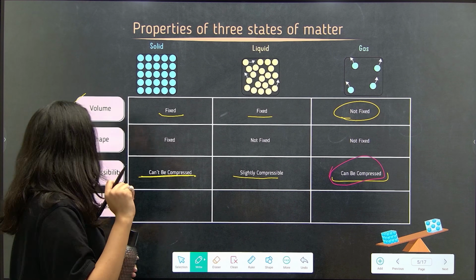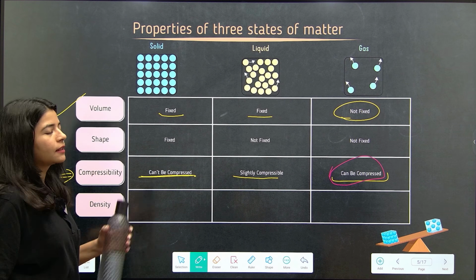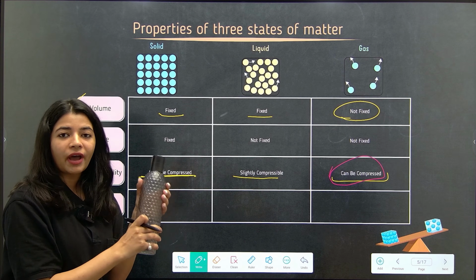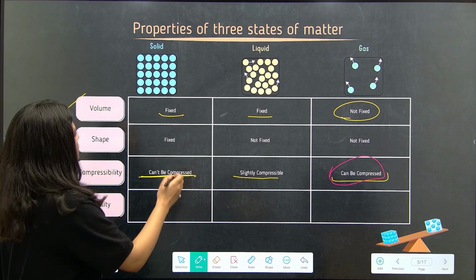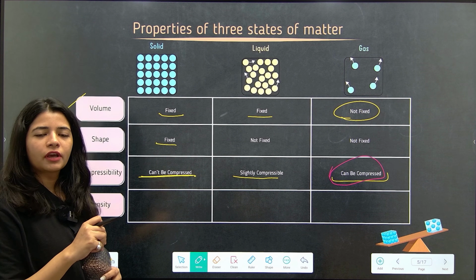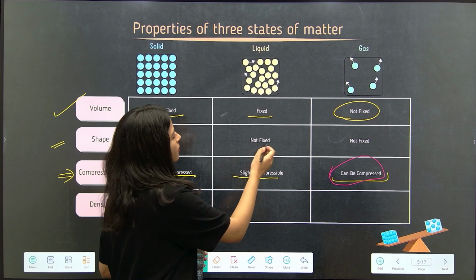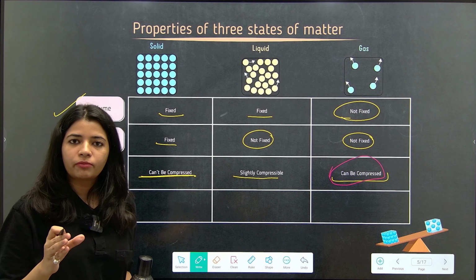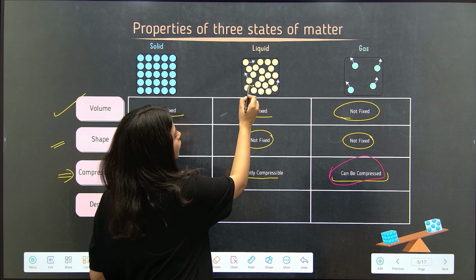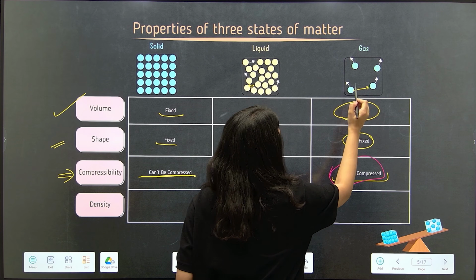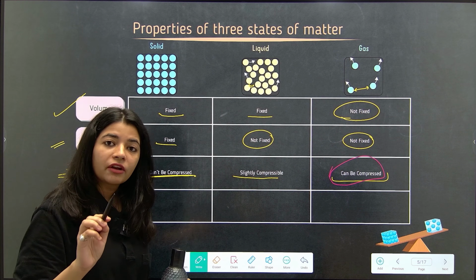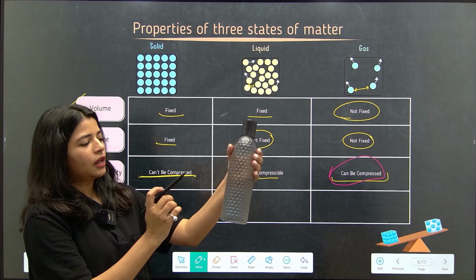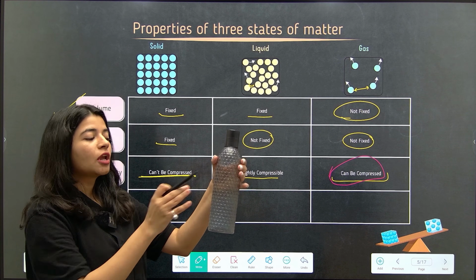So next is shape. The solid, which is this bottle, retains its shape. I cannot change the shape. Why? Because it is not compressible, so it is fixed. In the case of liquids and gases, because they have an irregular arrangement of particles, there is intermolecular distance between them and they can be compressible, therefore they take the shape of the container they are kept in. The liquid inside of it has taken the shape of this bottle.